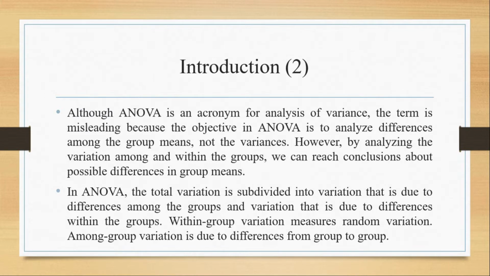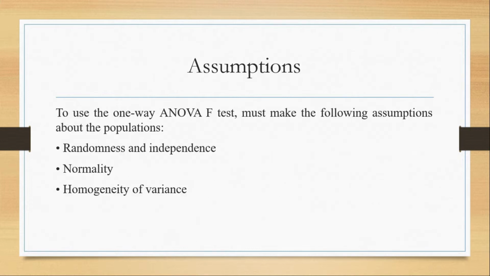One of the misleading concepts about ANOVA is that it is used for testing the variances. Not so. It is used to test the difference between the group means, more than two means at a time, and we reach the conclusion about the difference of the group means by analyzing their variation within the group and among the groups.